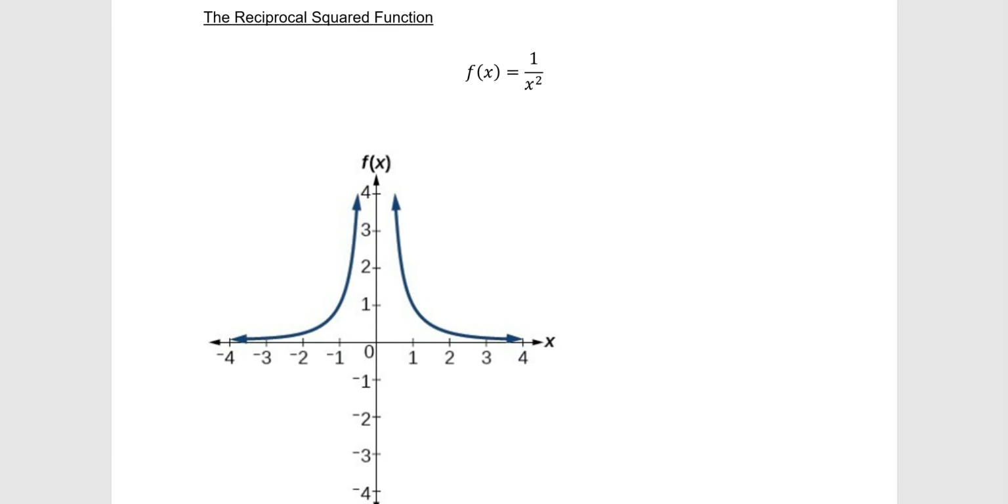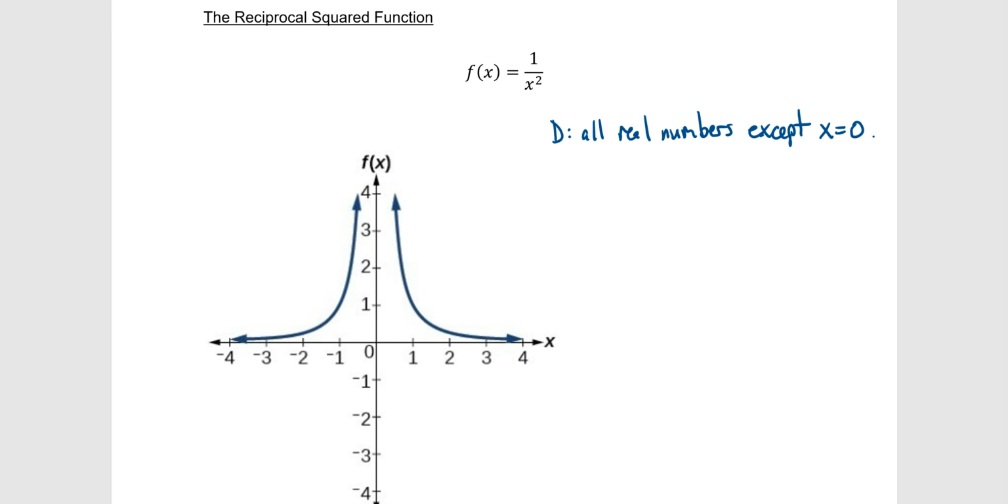Okay, for the next one we have the reciprocal squared function. It's the function that we just had except squared. So this is f of x equals 1 over x squared, and the domain for this one is all real numbers except where the denominator x squared equals 0, which means x cannot be equal to 0 once again.